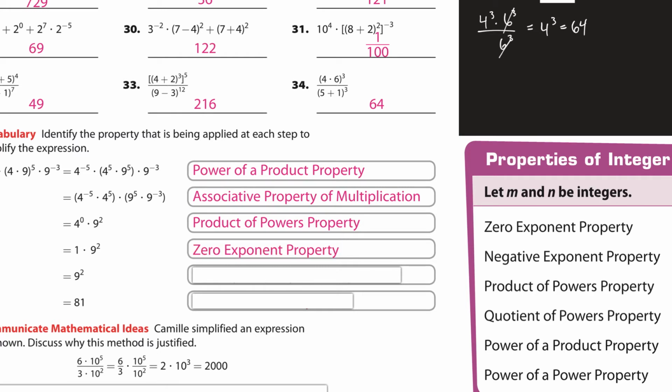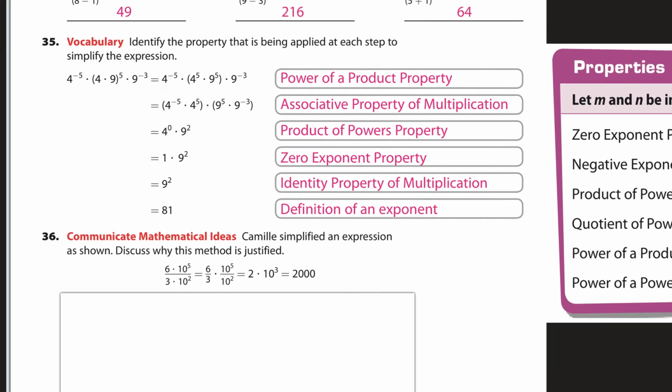And then this right here, if you multiply by 1, that's called the identity property. So this is probably the identity property of multiplication. And then, I don't know what you say, just the definition of an exponent, I would imagine. Here we go. I was right. Oh, that's funny. Anyway, okay.